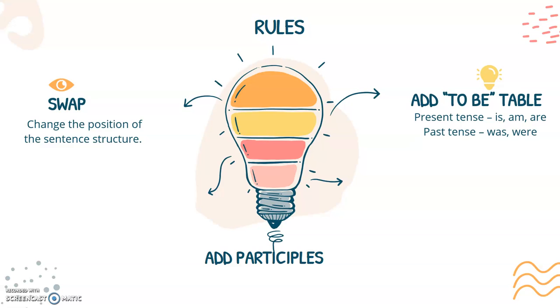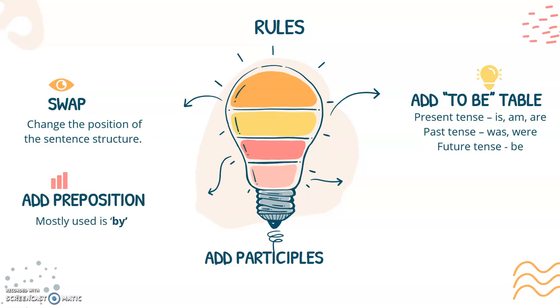Next is add to be. Now what is add to be? It is the to be table. What is a to be table? It depends on your tense. So if the sentence is in present tense, we have to use is, am and are. If the sentence is in past tense, we have to use was and were. And if the sentence is in future tense, we have to use the word be. Next is add preposition. Mostly used is by. So you have to add a preposition by in your passive voice.